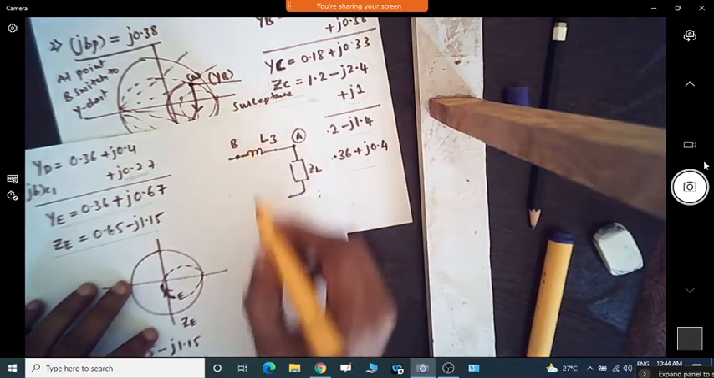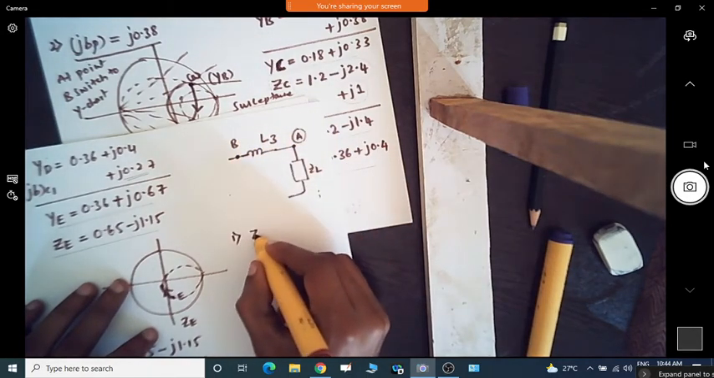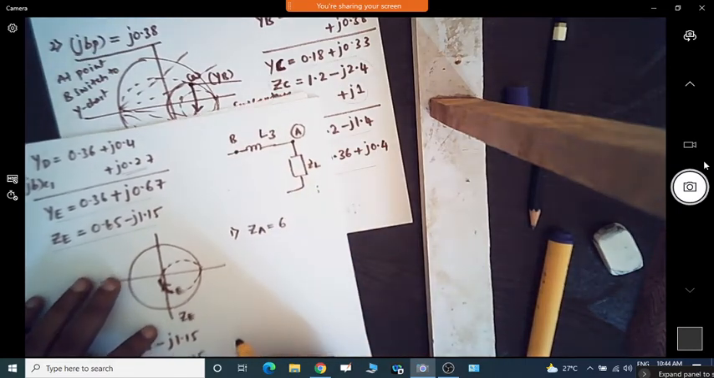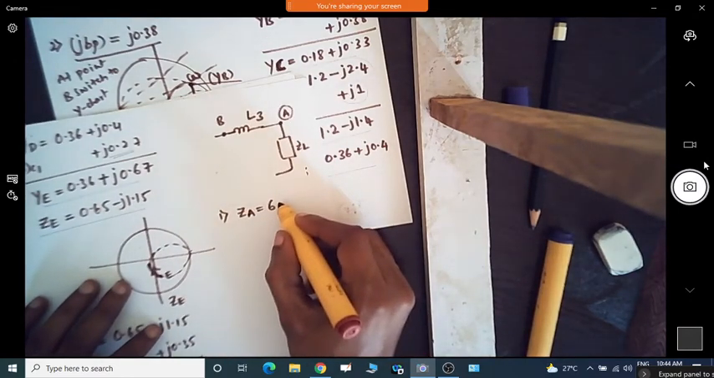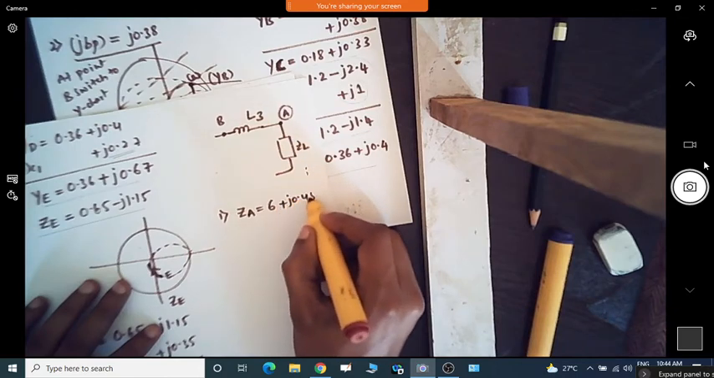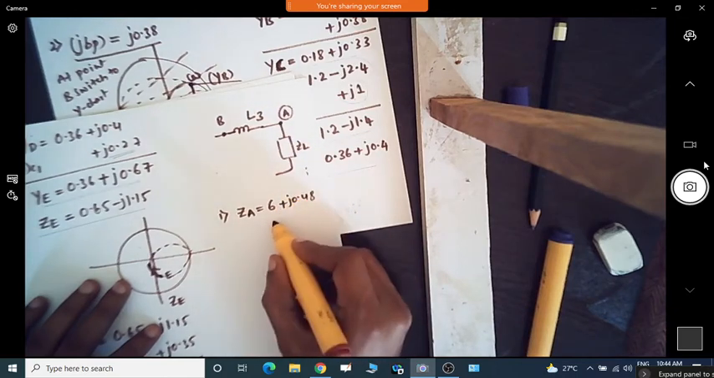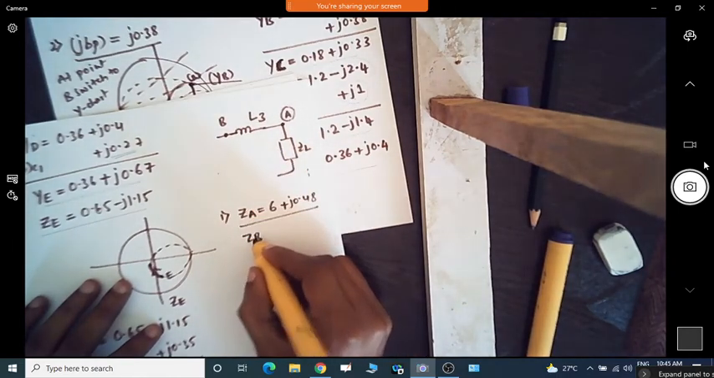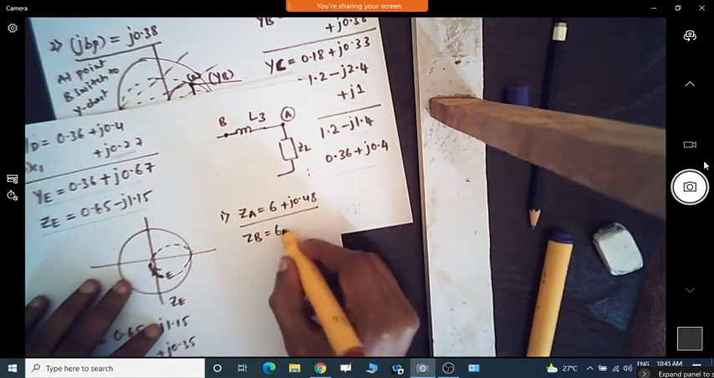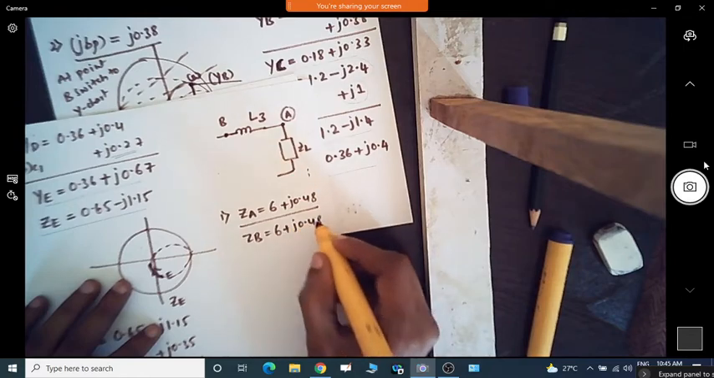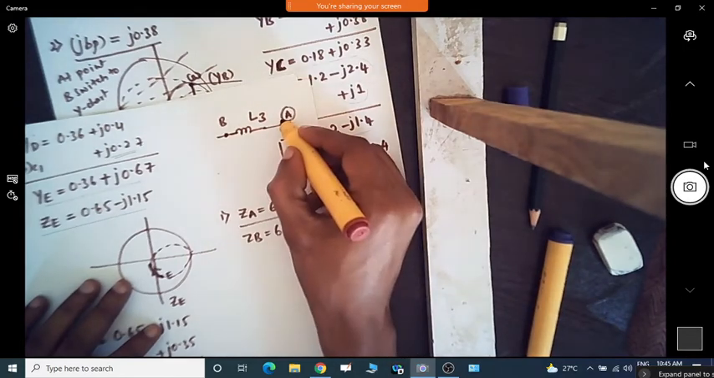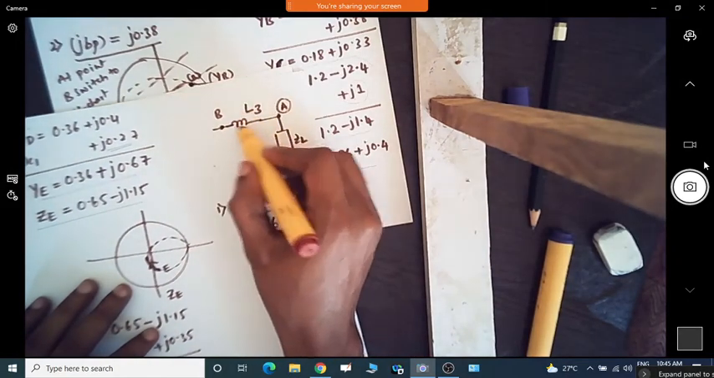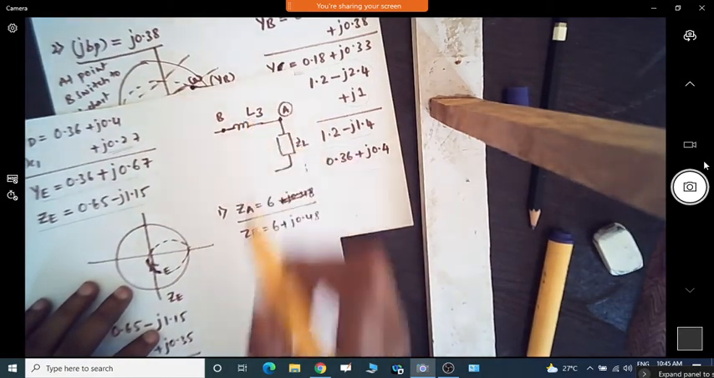The first step is at point A, we have to find out ZA, which is equal to 6. Now after adding the reactance, that is j48, we get the resultant value at point B, which is 6 plus j48. At point A, let us take only the load value, which is 6. Now ZB, after adding the reactance of the inductor L3.